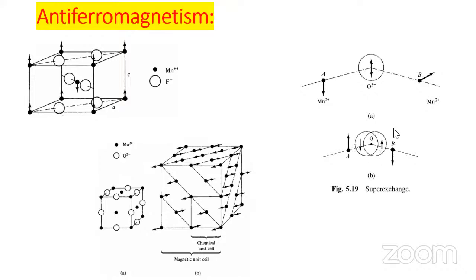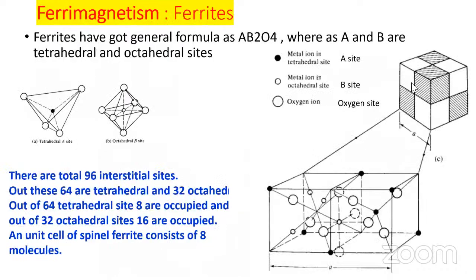The super exchange interaction is also called indirect interaction. So the magnetic entities are going to interact with each other through some non-magnetic medium. This is what is called indirect exchange, or super exchange. The super exchange interactions are very prominent in antiferromagnetic substances.